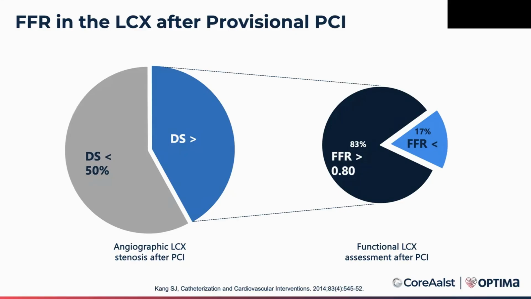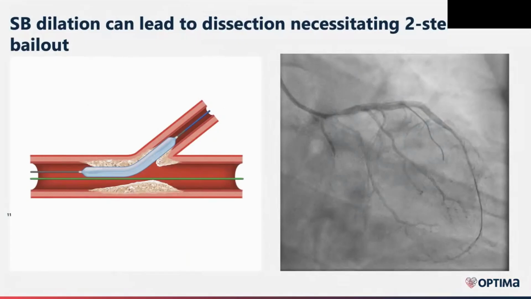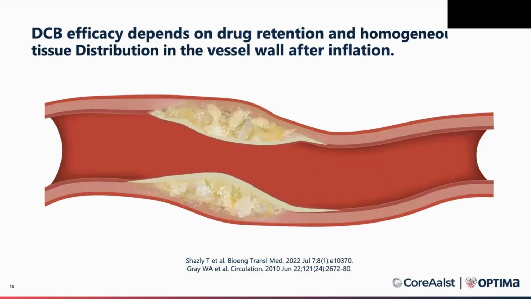Now moving to when, of course, committing to doing that upfront has some risks. If you start by dilating, this is a case where we pre-dilated the circumflex, and then you see here we had a flow-limiting dissection, and of course, what was a stable procedure becomes something completely more complicated.